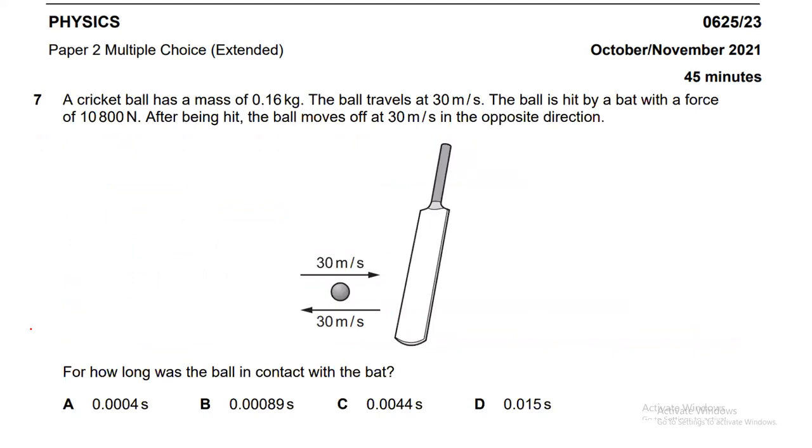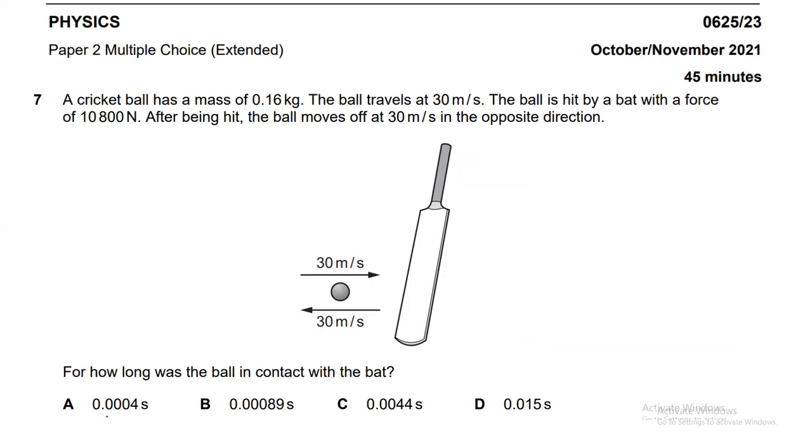October, November 2021, 2-3 paper. Question number 7. A cricket ball has a mass of 0.16 kg. The ball travels at 30 meter per second. The ball is hit by a bat with the force of 10800 Newton. After being hit, the ball moves off with a velocity of 30 meter per second in the opposite direction.